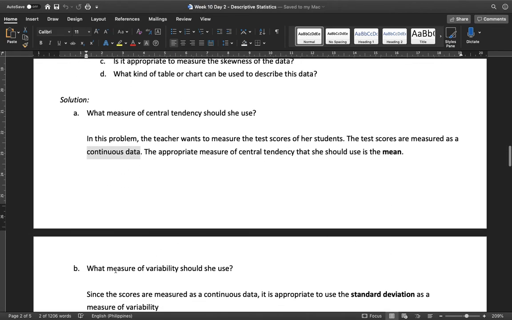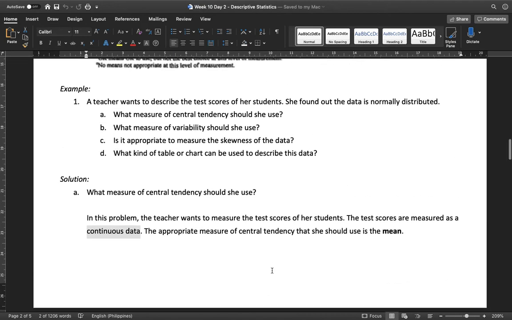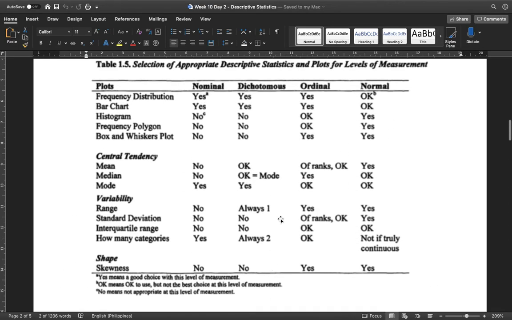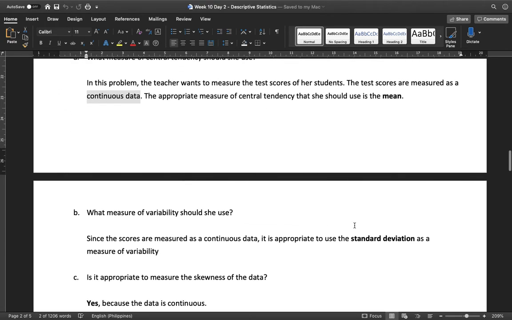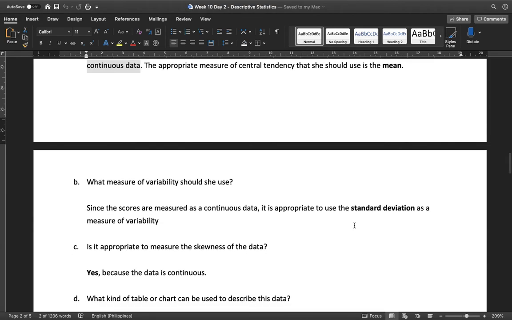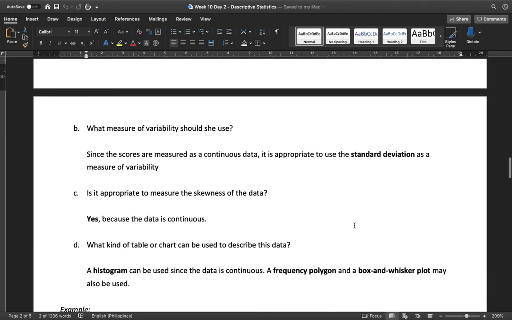Next question, what's the measure of variability? So, tingin tayo sa table ulit. Continuous data, variability, pwedeng range, and standard deviation. Pero ang pinaka-appropriate na gamitin is standard deviation. Basta as a rule of thumb, between range and standard deviation, ang piliin nyo si standard deviation, because it can offer more scores. Kasi pwedeng equal ang range in two sets, pero magkaiba ang standard deviation.